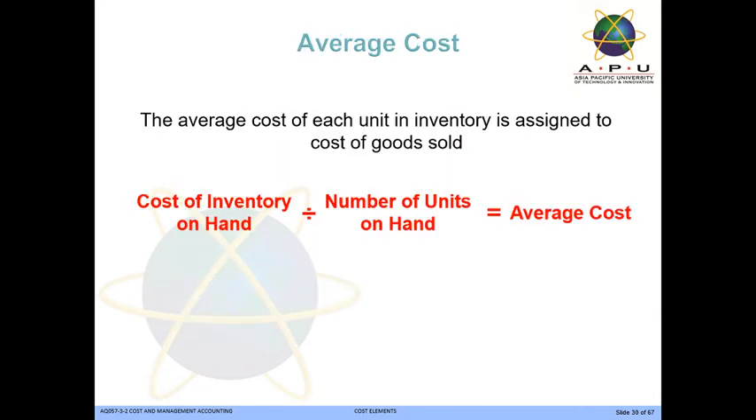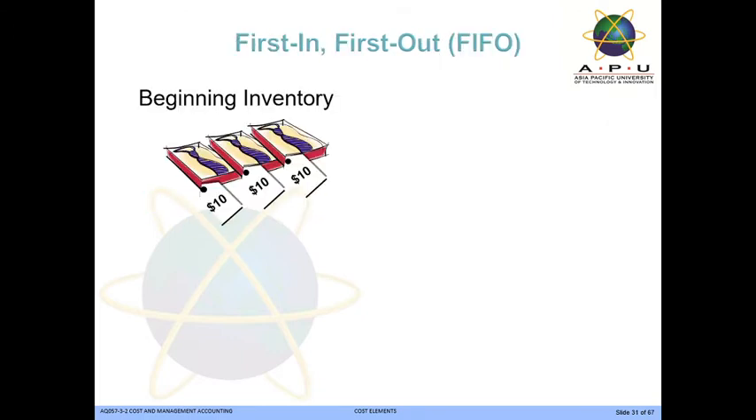So average cost is where the average cost of each unit of inventory is assigned to cost of goods sold. As in the example just now, we calculate the total cost divided by the total units, then we get the average cost. From this average cost, we calculate our cost of goods sold and our ending inventory.